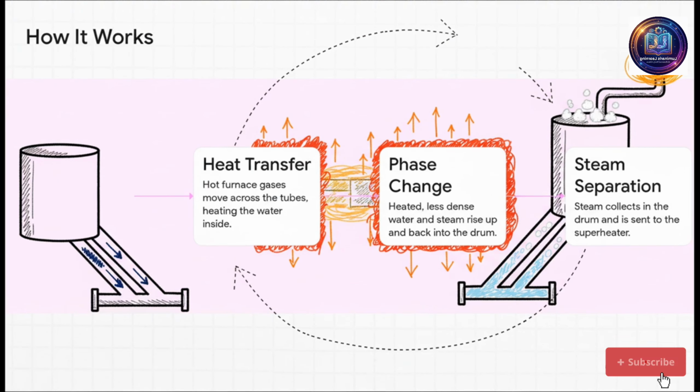The whole thing works because of that simple principle of natural circulation. It's kind of like a pot of boiling water, but just on a massive industrial scale. It's this continuous, self-sustaining loop that's powered by basic physics. Cooler, denser water naturally sinks from the drum down into the tubes. Then, as the furnace gases heat those tubes, the water inside gets hot, becomes way less dense, and naturally rises back up into the drum. Up there, the steam separates from the water, collects at the top, and gets sent over to the superheater for one last temperature boost. It's simple, it's elegant, and it's incredibly effective.